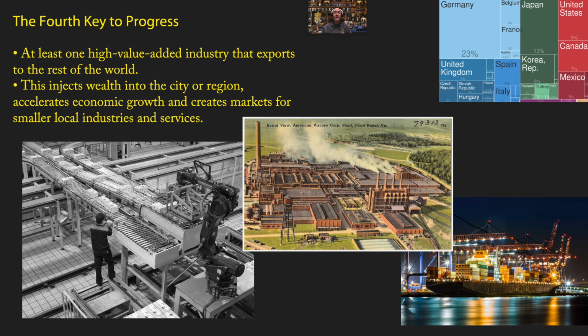When you do that, you inject wealth into a city or region that accelerates economic growth and increases the wealth for the vast majority of people. And this creates markets for small local industries, services, restaurants, and a tax base for the government. So what we have, starting around the year 1200, and then accelerated until the Industrial Revolution, we have a few commercial societies in northern Italy, Belgium, Netherlands, and England that acquired 4 of the 5 keys to progress.